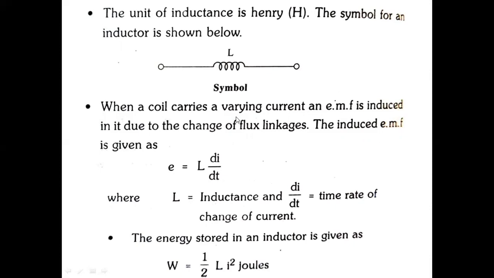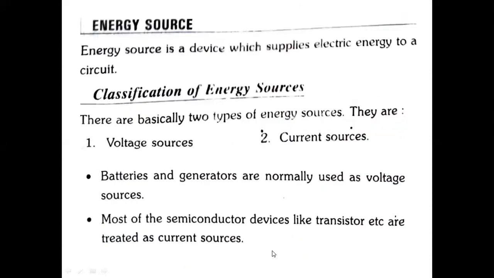When a coil carries a varying current, an EMF is induced in it due to the change of flux linkages. The induced EMF is given by L into dI by dt, where L is inductance and dI by dt is the rate of change of current. The energy stored in an inductor is given by W equals half L i squared joules.